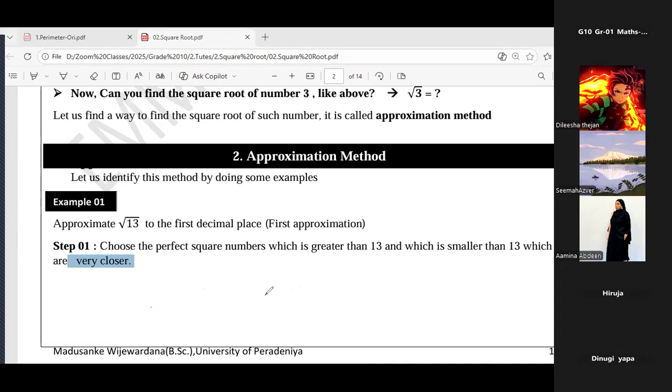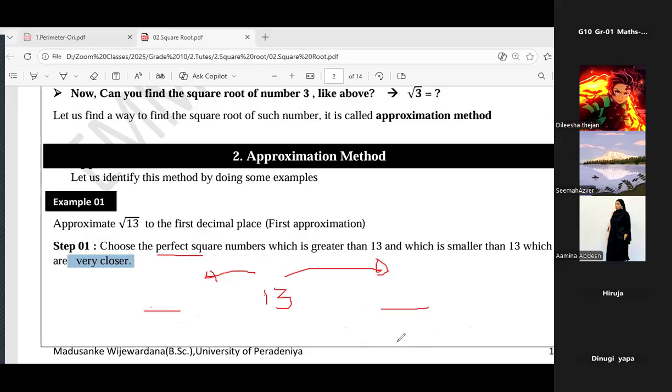So this is your 13. Can anyone tell me what are the two perfect square numbers which should be here and which should be here, where your 13 is in between them? You have to choose the two perfect square numbers, one greater than 13 and one less than 13. Super. Okay, Amina. 9, 16.